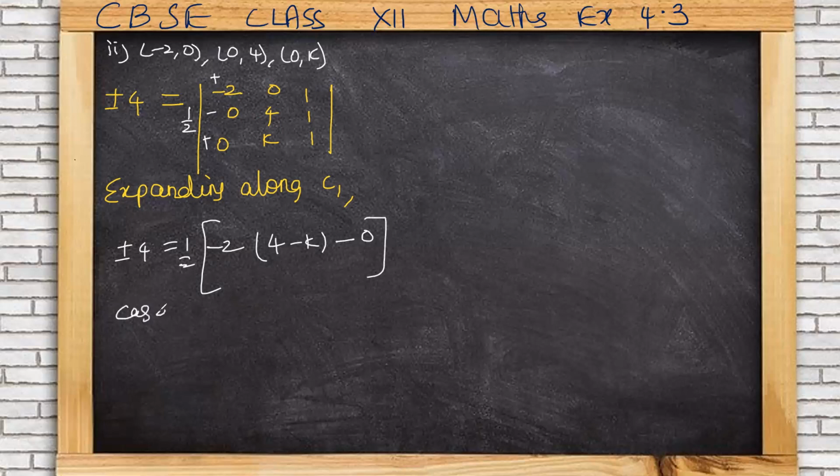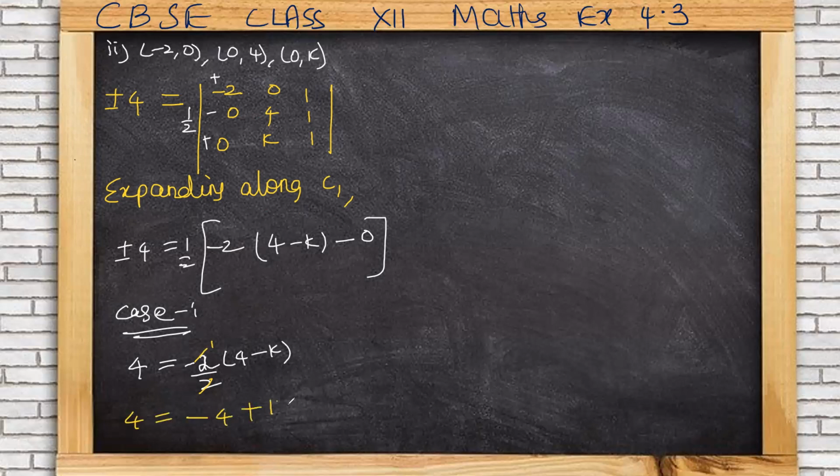So case 1, we are going to deal with plus 4 equal to half into minus 2 as a product, so it is minus 2 into 4 minus k. We can cancel the 2 here itself, so 2 and 2 get cancelled. Then we have 4 is equal to minus 4 plus k. Taking this minus 4 to the left side, we have 8 is equal to k. And case 2, we have minus 4 is equal to minus 2 by 2 into 4 minus k.